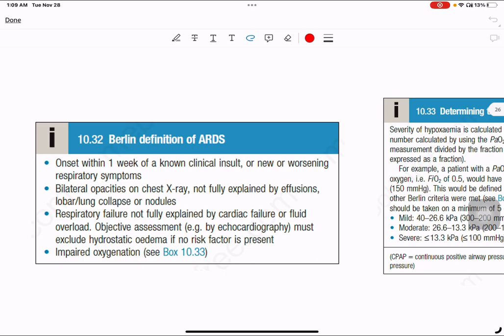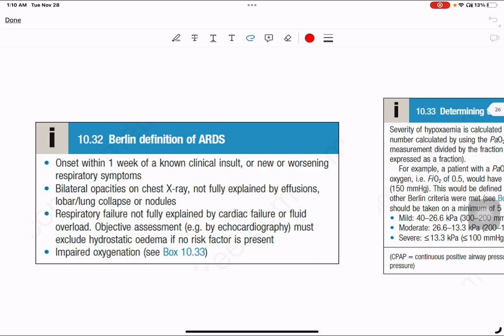Like there may be a history of 5 days of fever, there may be a history of burn 5 days ago, there may be a history of aspiration 2 to 3 days ago, and the patient will have sudden respiratory distress. On chest X-ray there will be bilateral opacity, but that opacity cannot be fully explained by effusion, lung collapse or nodule. The patient will have features of type 1 respiratory failure, not explained by cardiac failure or fluid overload, and echo will be normal, but there will be impaired oxygenation. The patient needs very high flow oxygen.